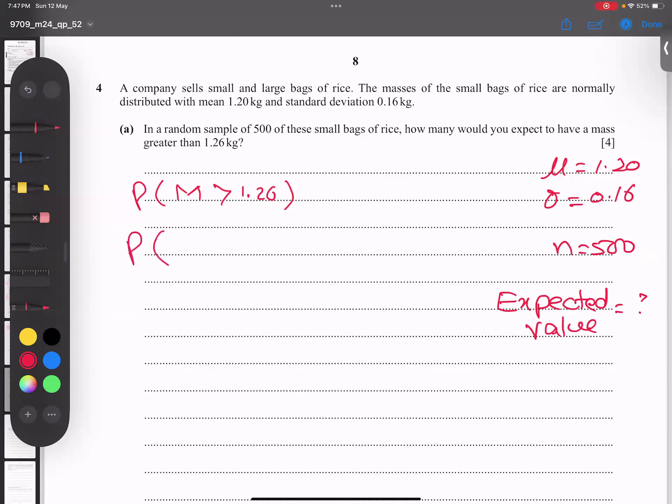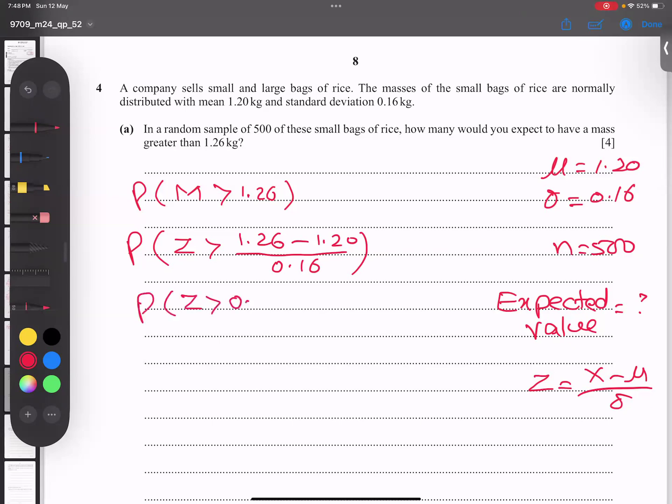We have a special formula. So z is equal to x minus mean over deviation. You know the mean very well. The deviation is clear, and x is the number which we have to convert. Z is called the converted value. Okay, so let's start. So z bigger than 1.26 minus mean 1.20 divided by deviation 0.16. If you type in the calculator 1.26 minus 1.20 and divided by 0.16, it is giving us bigger than 0.375. Let me recheck.